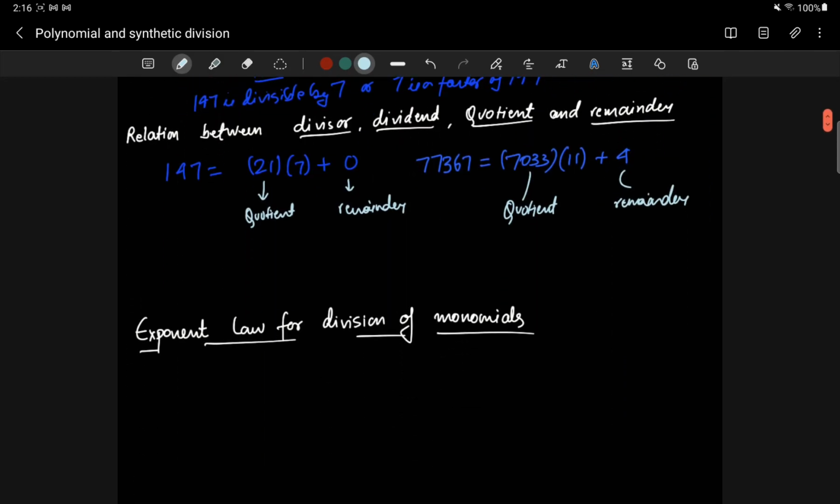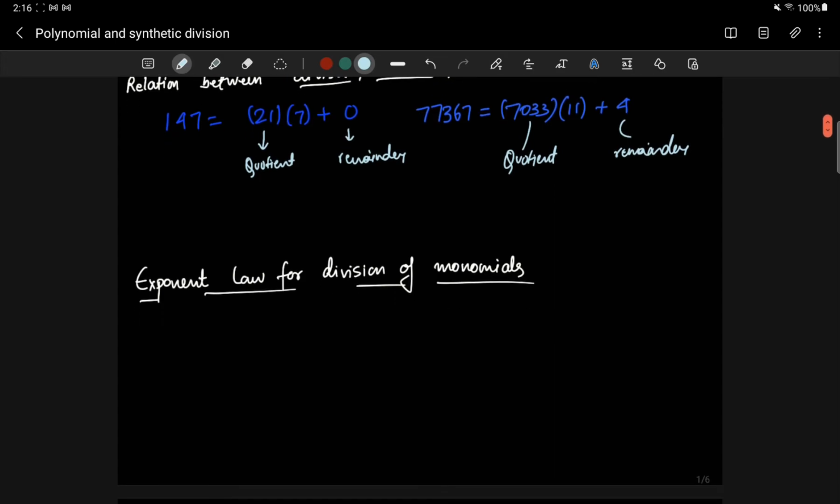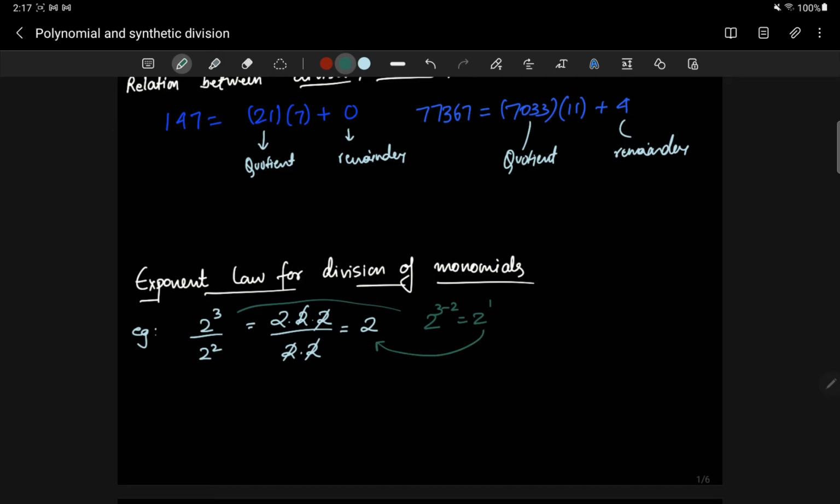The next thing that we need to look at is the exponent law for division of monomials. For example, if you're working with numbers, if you have 2 cubed divided by 2 squared, what does that mean? That really means there are 3 copies of 2 in the numerator and 2 copies of 2 in the denominator, so 2 of these cancel and you are left with 1 copy of 2. This can also be formulated directly as saying this is 2 to the power 3 minus 2, which is 2 to the power 1, which is 2.